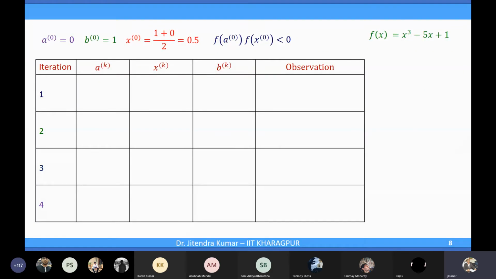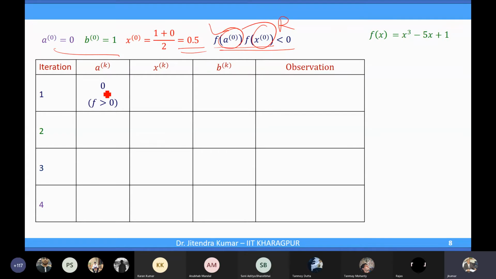So the situation is like this. You started with 0 and 1. You have 0.5, the first middle point, and then you realize that actually the root is on the left-hand side, right? The product f(a0) times f(x0) is less than 0. So your new boundaries will be: the left boundary will be a0, and the right boundary will be x0 of your new interval.